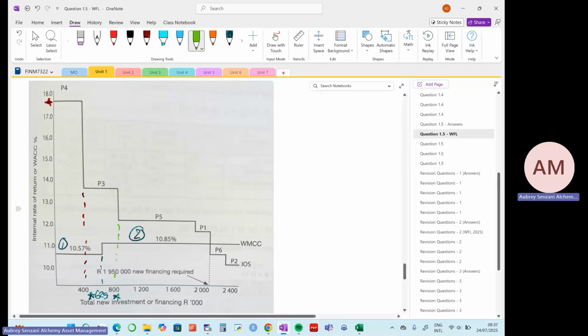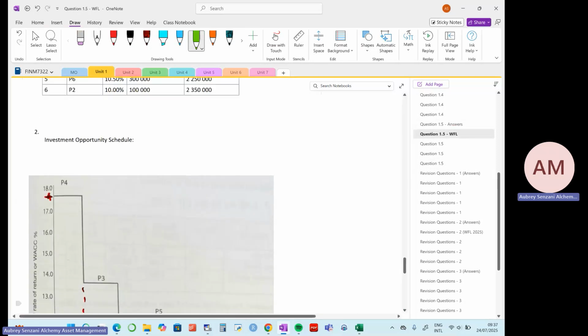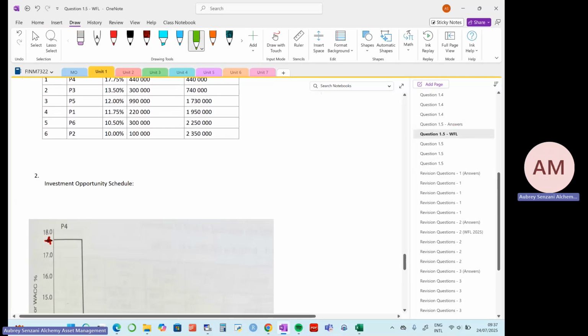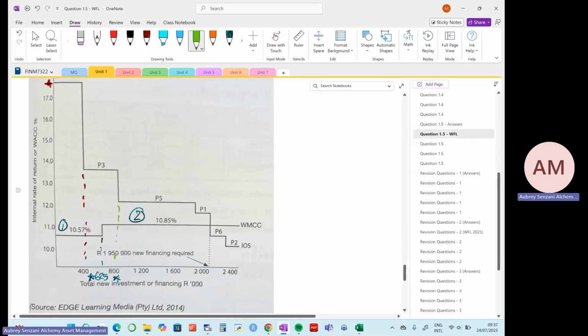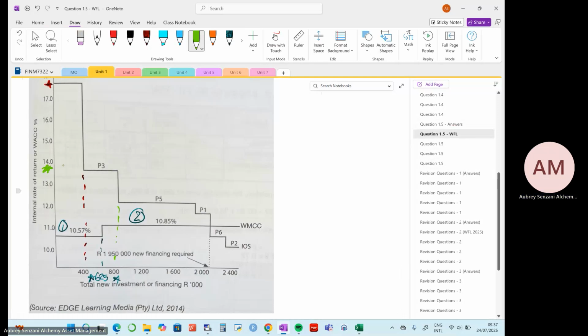Is it 740? Why am I passing 800 there? Okay. Yeah, that might be the case, but you get the point, right? Here you can see it is sitting at the 13.5% there. And you keep on doing the same.